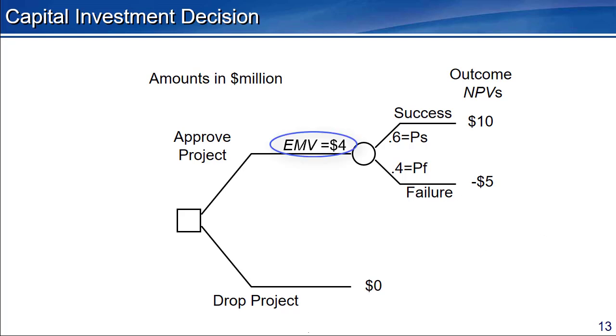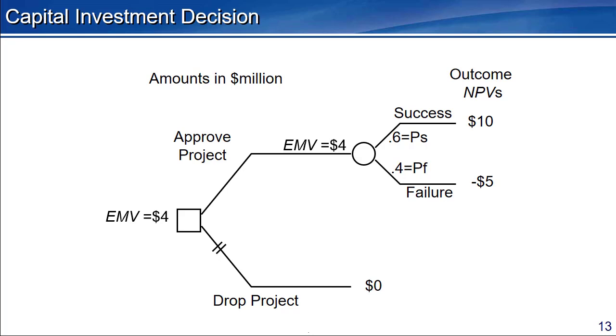Comparing alternatives, $4 million EMV is better than the drop project branch value of $0, so the better choice for the EMV decision maker is to approve the investment. We prune inferior branches and indicate elimination with cut marks. Thus, summarizing, this investment opportunity is worth $4 million to a risk-neutral decision maker.